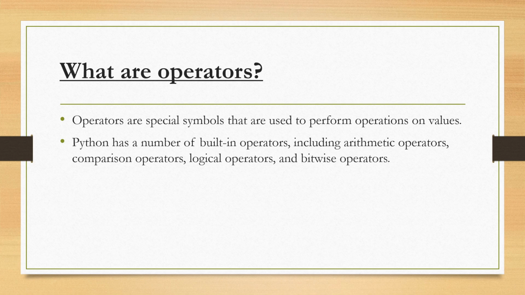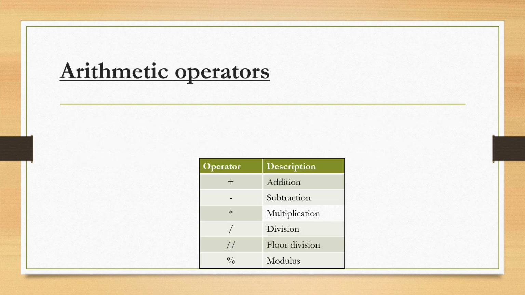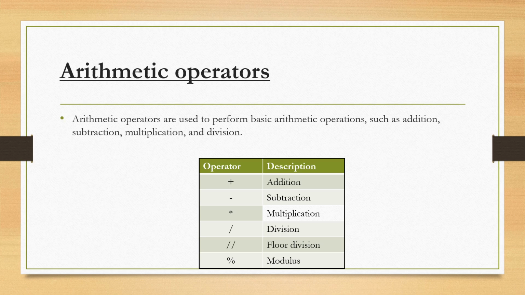Python has a number of built-in operators, including arithmetic operators, comparison operators, logical operators, and bitwise operators. Now, first of all, we are going to see arithmetic operators. Arithmetic operators are used to perform very basic arithmetic operations like addition, subtraction, multiplication, and division. We have provided this table, and I am going to cover this table.